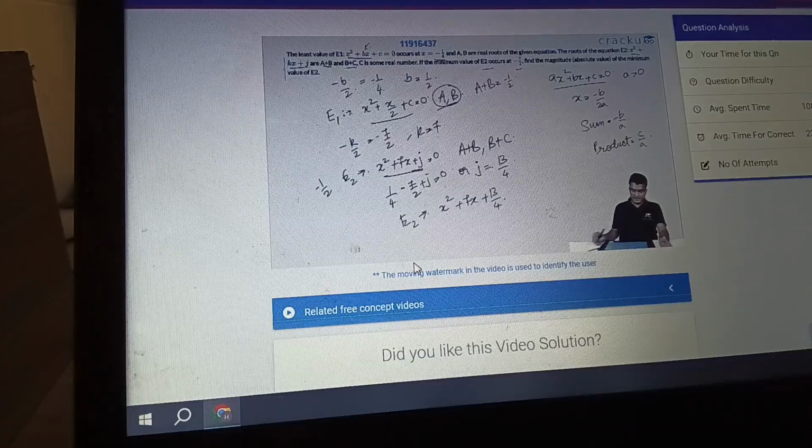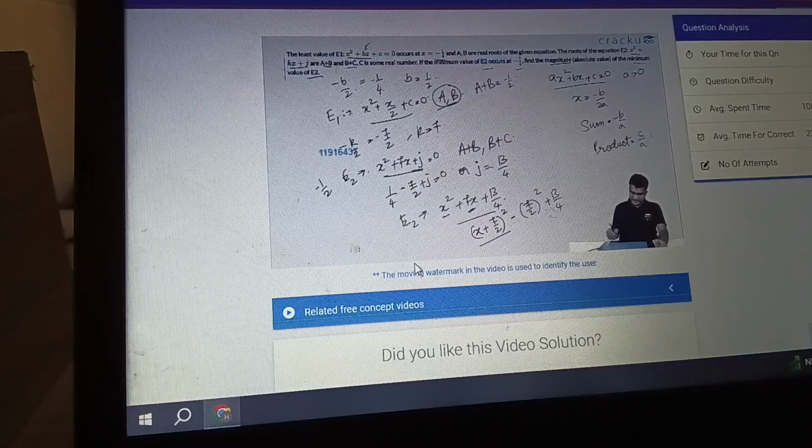We are required to calculate the minimum value of E2 and the magnitude of it. So first let us calculate the minimum value of E2. To calculate the minimum value of E2, let us complete a perfect square. This is x square plus 7x. So 7x can be written as 2 into 7 by 2 into x. So this will be of the form x plus 7 by 2 whole square minus 7 by 2 whole square plus 13 by 4. We are just completing a perfect square.